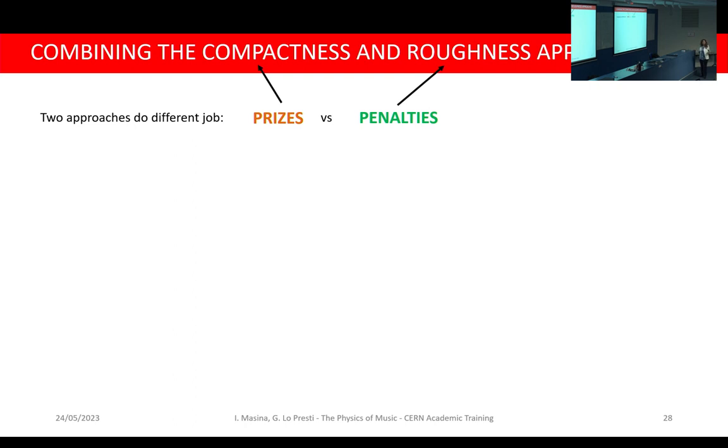We had rendered the periodicity indicator continuous, so it's easy now to add it to the roughness. They are both continuous. Now, try to combine the compactness and roughness approaches. After all, these two approaches do different jobs. The compactness gives a prize for the best fractions, for large F0, for the highest frequency of F0, simplicity of the harmonic spectrum, while the roughness just gives penalties if there are beatings. So they do a different job, actually.